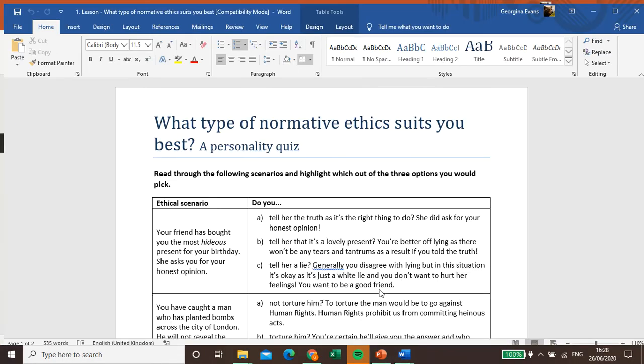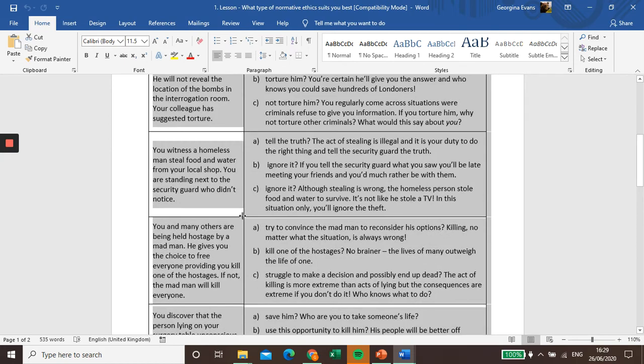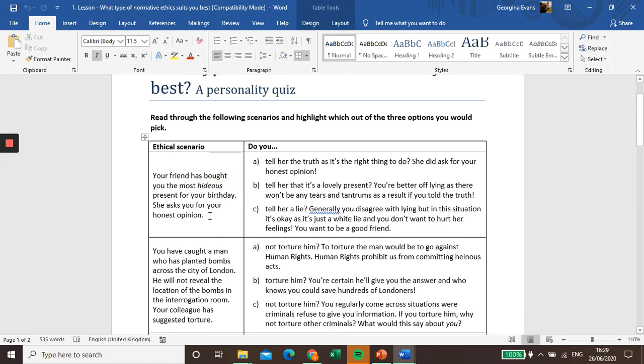So the personality quiz here, you are going to have a range of ethical scenarios and you are to work out for each scenario, what would you do? So, for example, your friend has brought you the most hideous present for your birthday. Imagine it's a jumper that's knitted and it is the worst colour in the world. She asks you for your honest opinion. So, do you A, tell her the truth, as it's the right thing to do? She did ask for your honest opinion, and telling the truth, according to A, is always the right thing to do. Do you B, lie and tell her that it's a lovely present, even though you don't think it is?